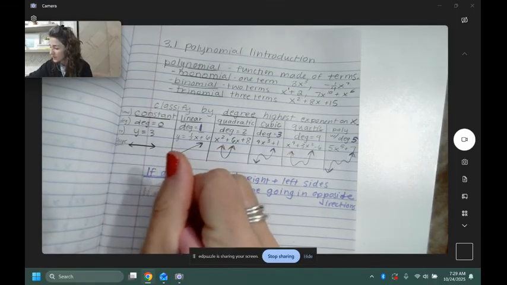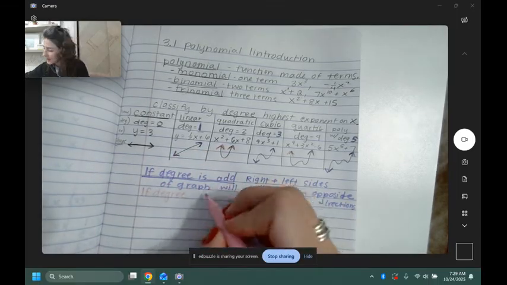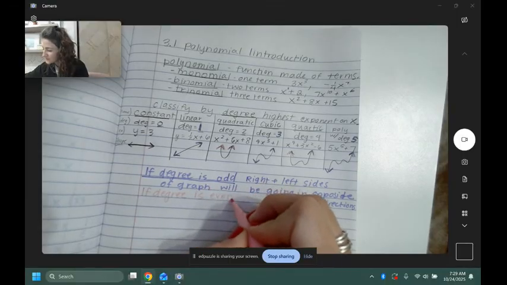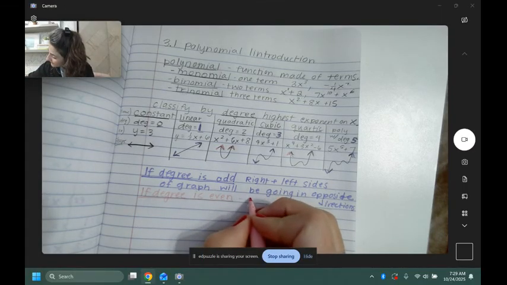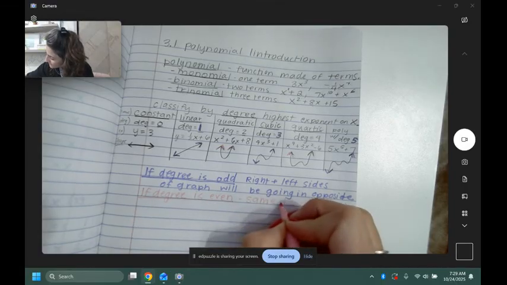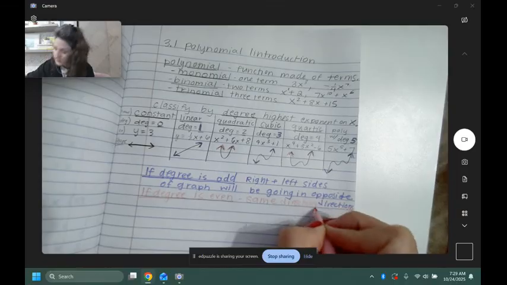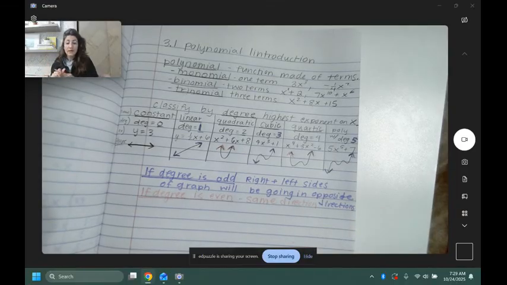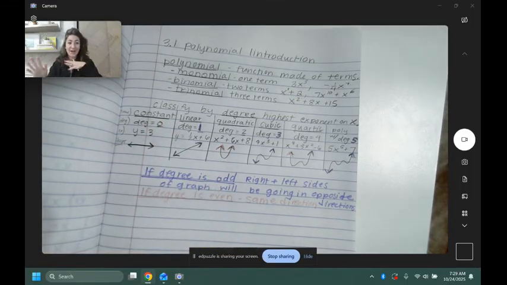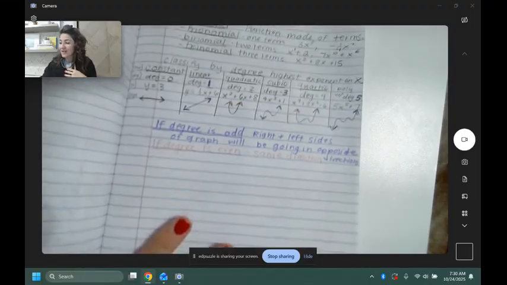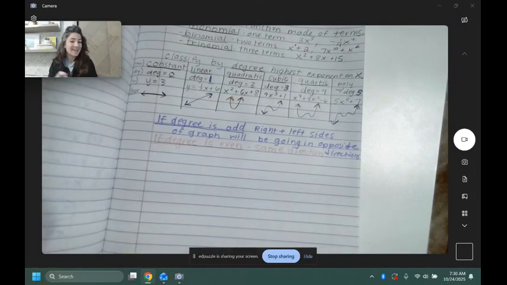So if your degree, can you see this pink? Okay, is even, the right and the left sides of the graph will be going in the same direction. Now, to tell whether they're both going to be going up or both going down, or down and then up instead of up and then down, to decide which direction it's going, that has to do with the leading coefficient.